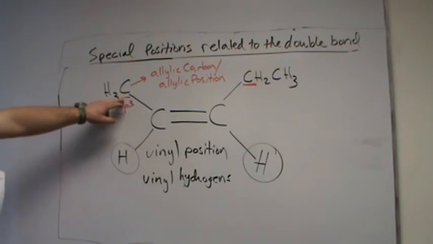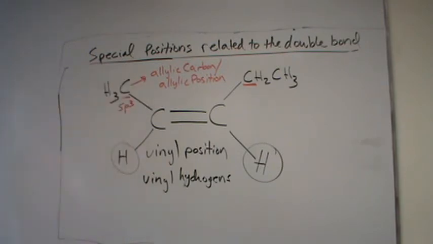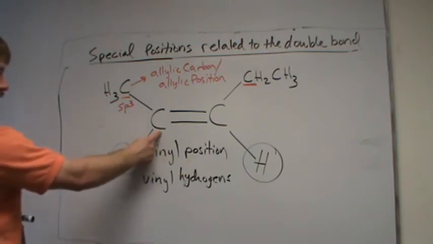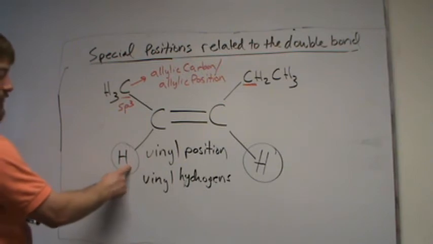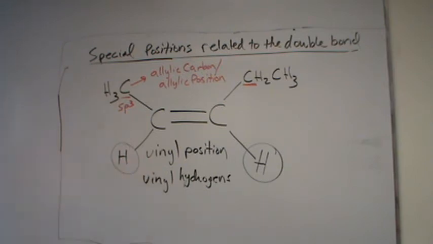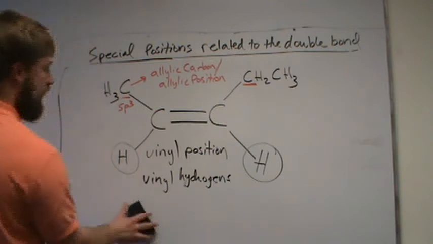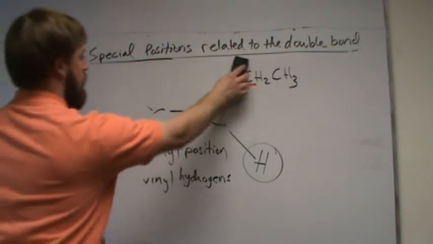So one carbon away, this sp3 carbon is an allylic carbon. Anything attached to it is attached at the allylic position. Anything directly attached to the carbon of the double bond is in the vinyl position. So in this case, hydrogen, it's a vinyl hydrogen. So let's see if we can look at an example.